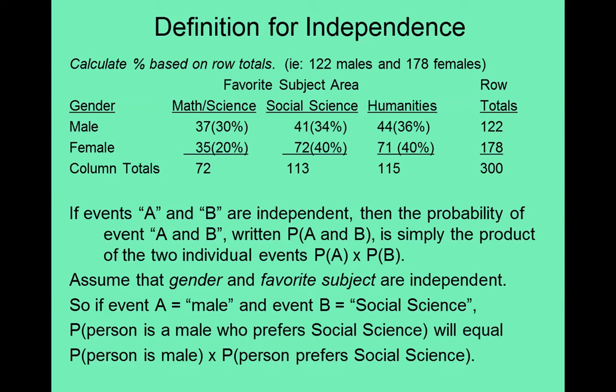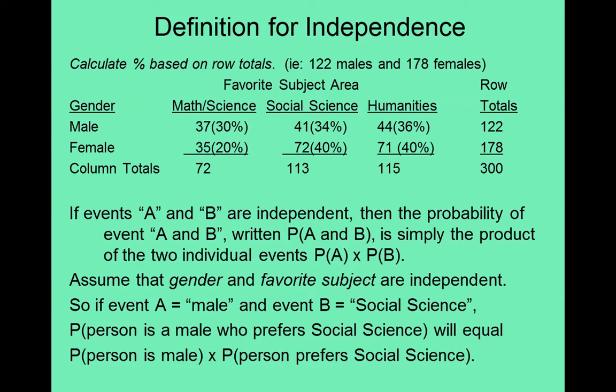But let's talk about the idea of independence and what it represents in terms of probability. If event A and event B are independent, which is the assumption under the null hypothesis, then the probability of the compound event, written A and B, denoted as P(A and B), is simply the product of the two individual probabilities, the probability of A times the probability of B, or P(A) times P(B). Assume that gender and favorite subject area really are independent.